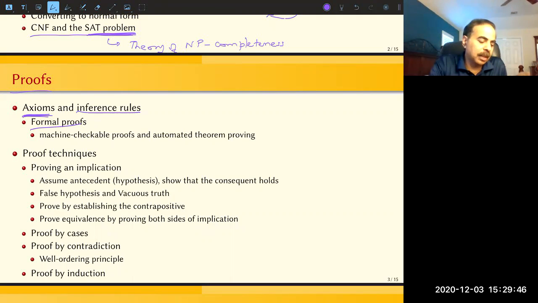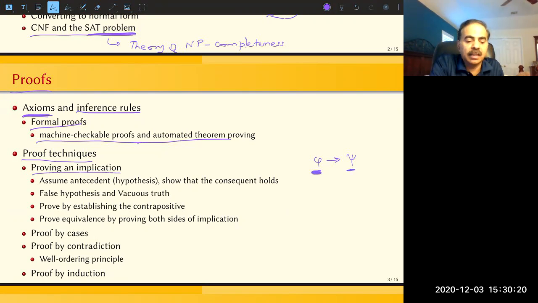So we talked, I briefly talked about machine checkable proofs or formal proofs, but obviously that's not what we learned in this course. What we learned in this course are basically manual proof techniques, proofs that you can write by hand. We talked about how do you prove an implication. Well, if you want to prove an implication phi implies psi, then what you do is you start with the assumption that phi holds true, and then you want to show that assuming that this is true, you can actually establish that psi is true, right?